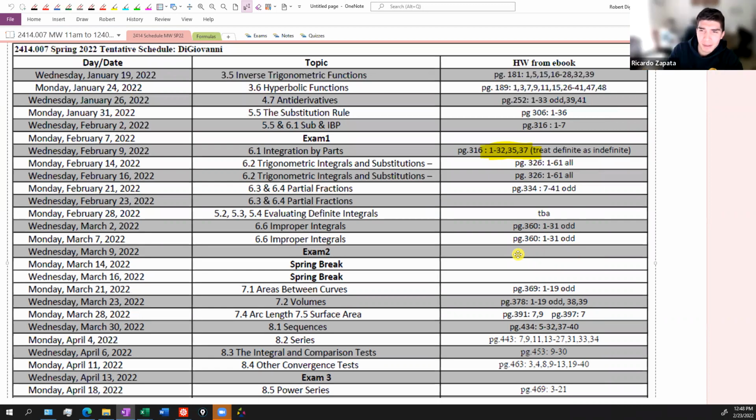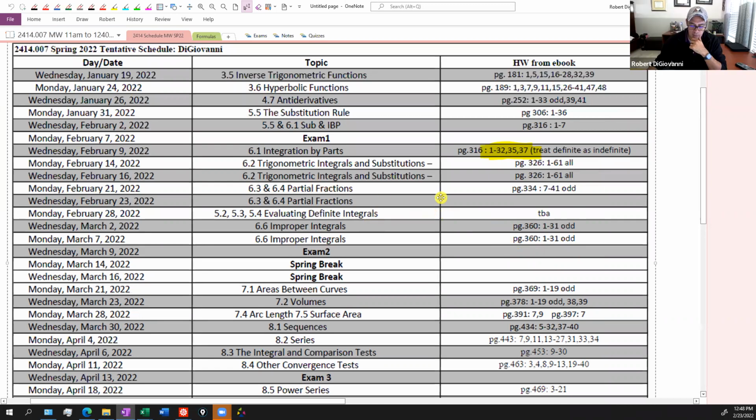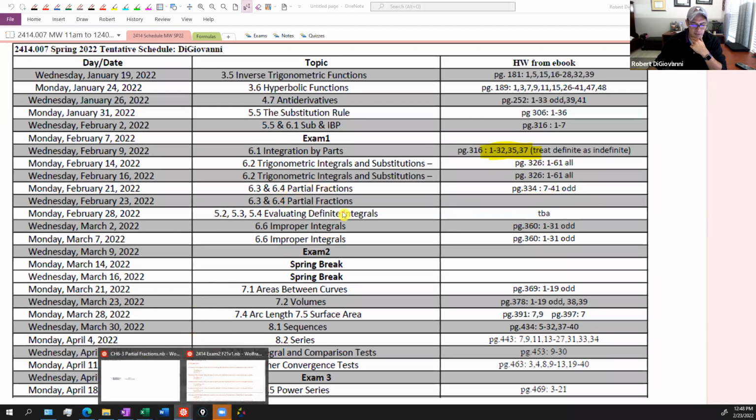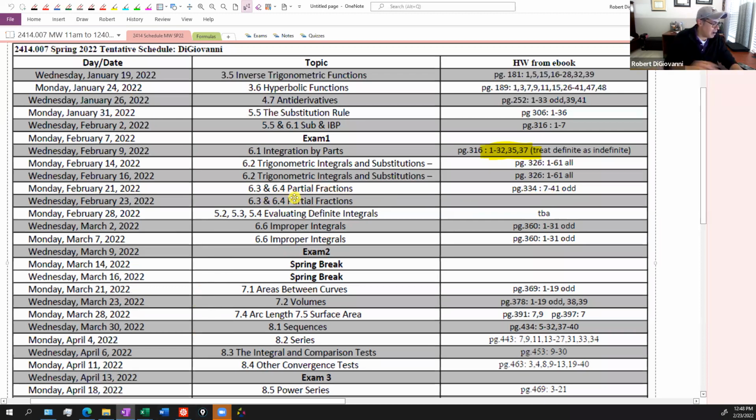Oh, I see. Yeah, so for the homework, now you're pretty much free to try all the problems here from partial fractions. Yeah, 6.3 is what you want. Wait, is it 6.3? Yeah, 6.3. I don't know why I put 6.4 on there. Yeah, don't worry about 6.4 right now. Okay.